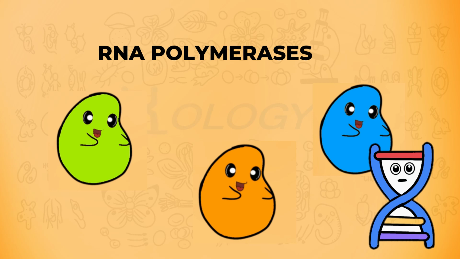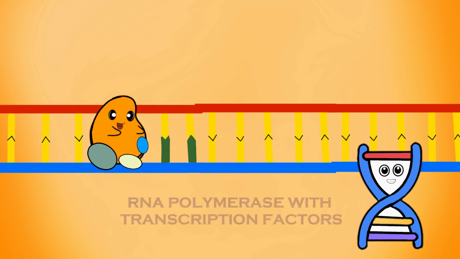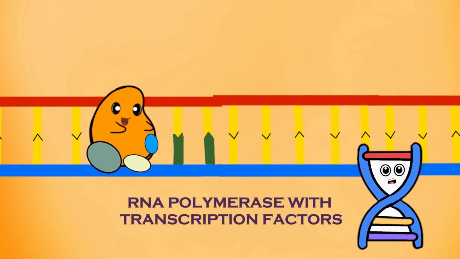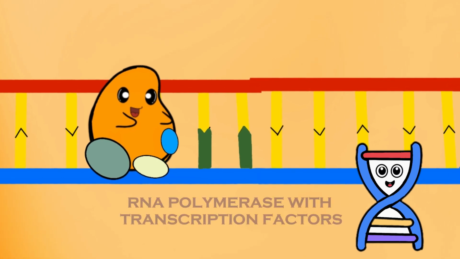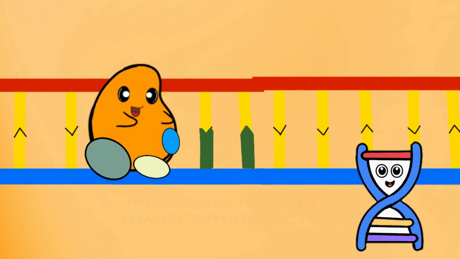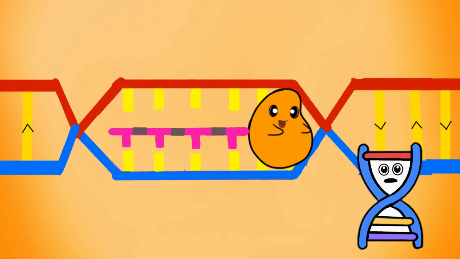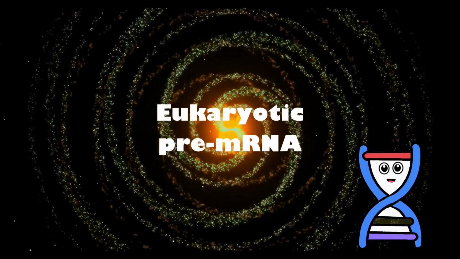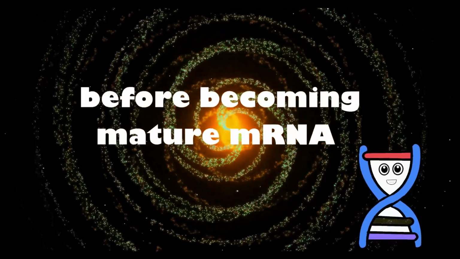The transcription process in eukaryotes involves different types of RNA polymerases, each responsible for specific classes of genes. RNA polymerase II, the most common type in eukaryotic cells, initiates transcription by binding to the promoter region of the DNA, similar to prokaryotes. However, eukaryotic transcription requires additional protein complexes, known as transcription factors, to facilitate the proper initiation of transcription. Once transcription is initiated, RNA polymerase translocates along the DNA, unwinding it and synthesizing a complementary RNA molecule. However, unlike prokaryotes, eukaryotic primary transcripts, known as pre-mRNA, undergo several processing steps before becoming mature mRNA, ready for translation.